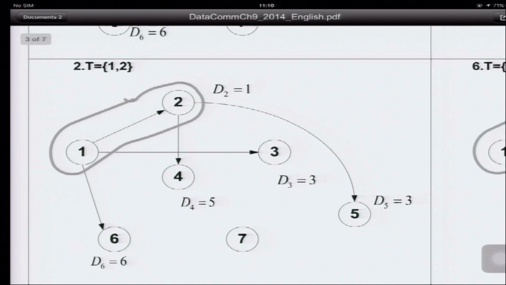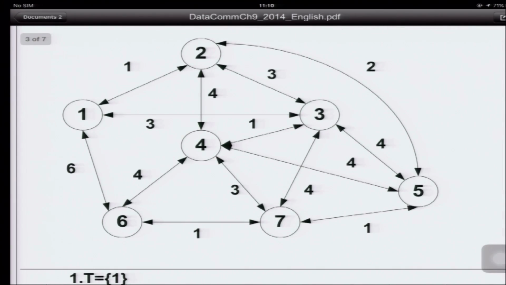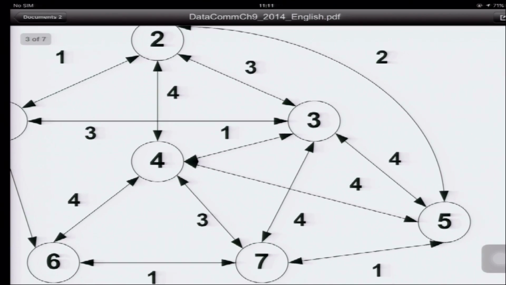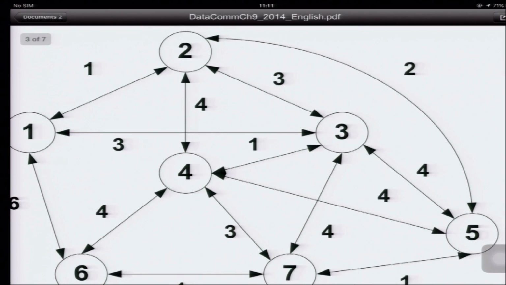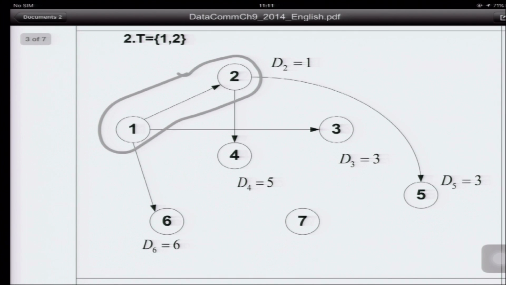If you go from 1 to 2 to 4, 1 to 2 has 1 unit, right? 2 to 4 has 4 units. So the total cost is 5. And 1 to 2 is 1, 2 to 5 is 2, so the total cost from 1 to 5 via node 2 is 3. So we have d sub 5 equal to 3, d sub 4 equal to 5.